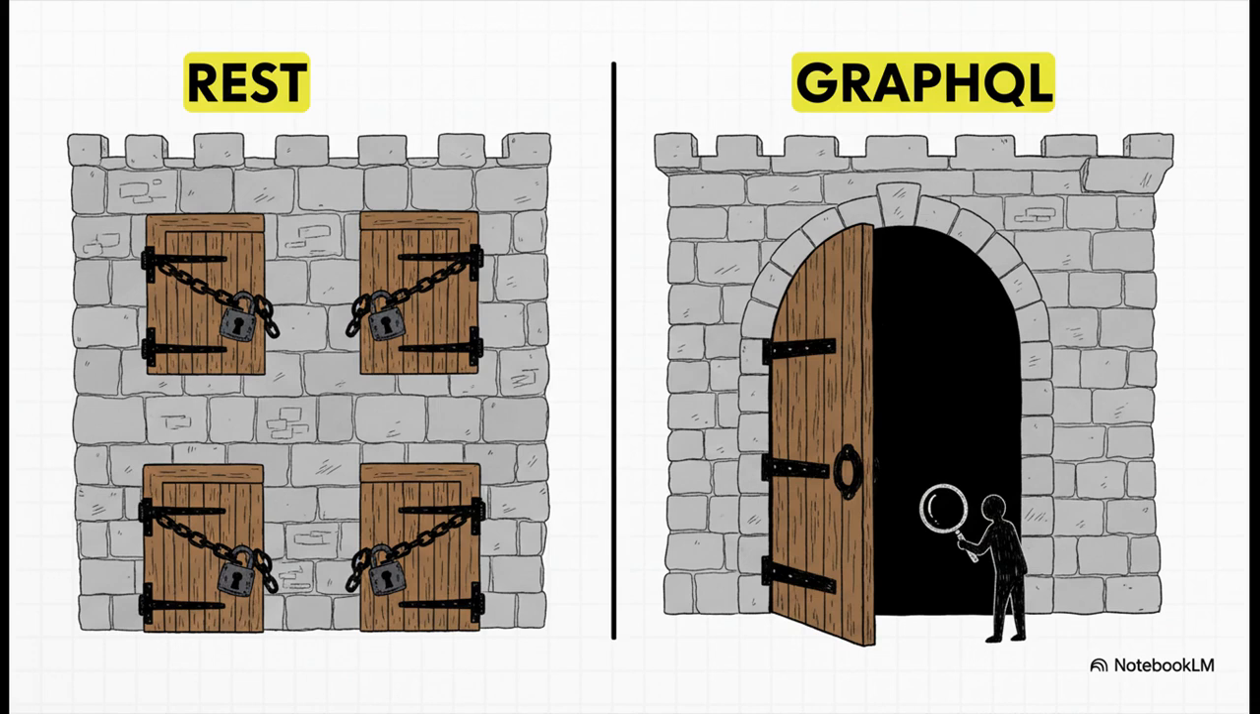Think about a traditional REST API. It's like a fortress with a bunch of small, heavily guarded doors. Post to users, get to products. Each door leads to one specific, predictable place. Now GraphQL, it's like that same fortress, but with one single, massive, wide-open main gate. Super convenient for your friends, for sure, but it also means any would-be attackers have one giant, juicy target to focus all their efforts on.